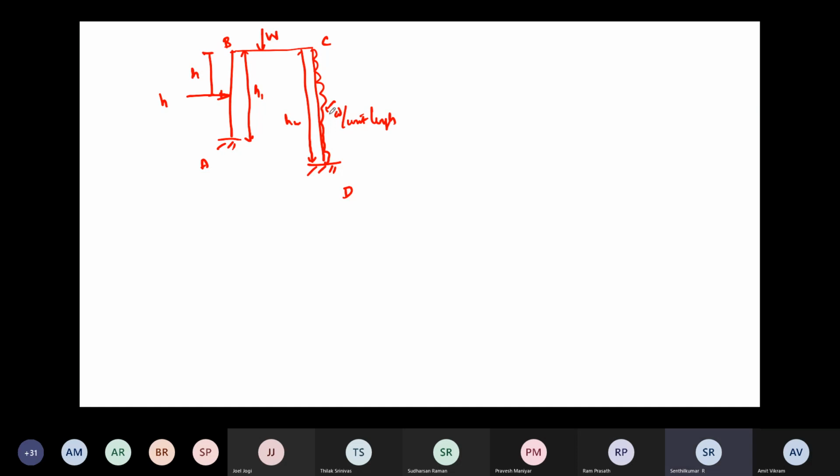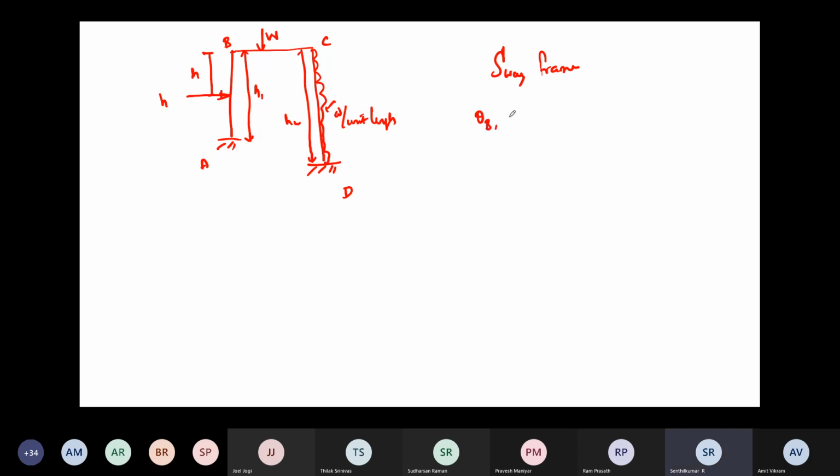So you can see here an unsymmetrical frame in geometry. It has some gravity load W, which can be anywhere, and you have lateral loads on both the columns also. Here you are applying the load, and here also. It's a perfectly sway frame. So how many unknowns are there now in this frame?